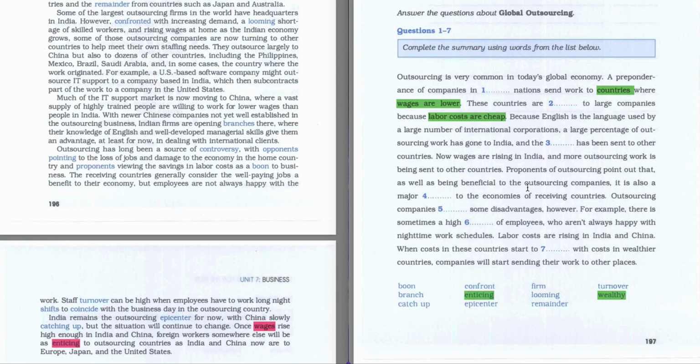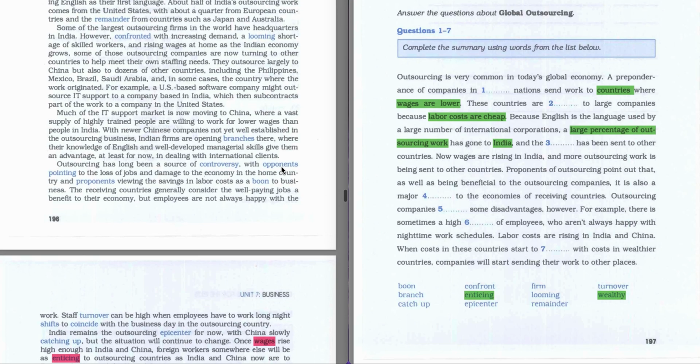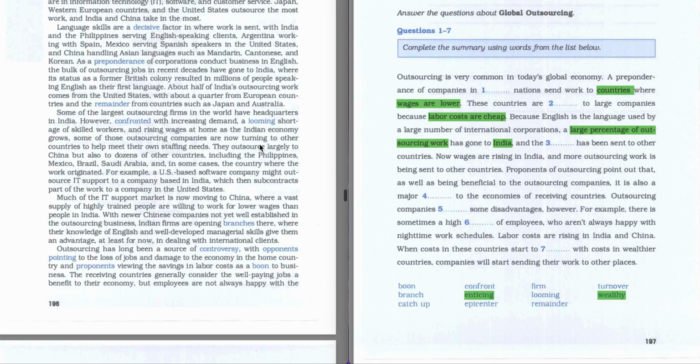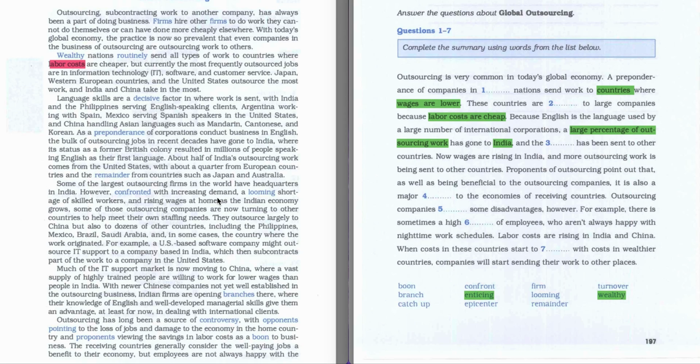So we go further. Because English is a language used by a large number of international corporations, a large percentage of outsourcing work has gone to India, and the rest has been sent to other countries. So they were saying about a large percentage of outsourcing work and about India. So we have to find any information about the percentage and India. So let's scan the text, and let's try to find any information about India and about a percentage. So we don't have the information here. We didn't have it here, and we go further and we scan and we try to find any information about India here.